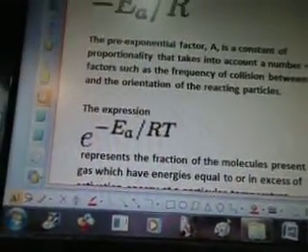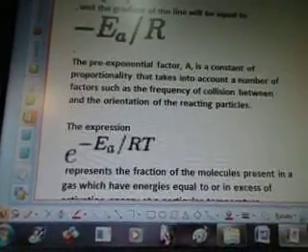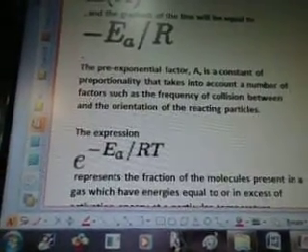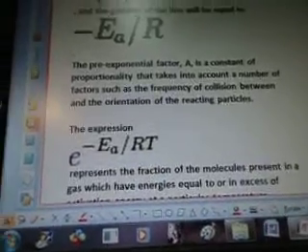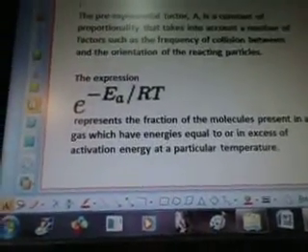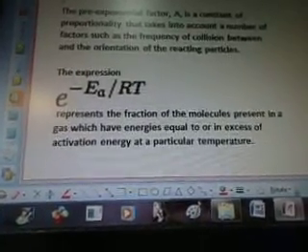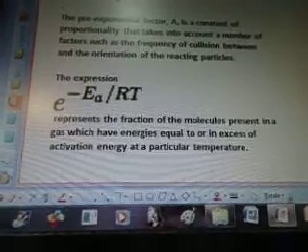The pre-exponential factor A is a constant of proportionality that takes into account a number of factors such as the frequency of collision and the orientation of reacting particles. The expression e^(-EA/RT) represents the fraction of the molecules present in a gas which have energies equal to or in excess of activation energy at a particular temperature.